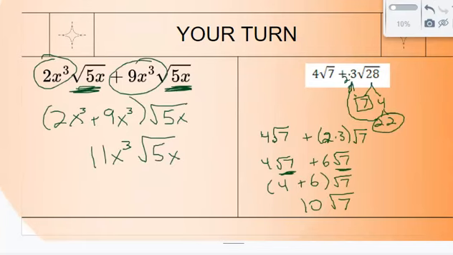Okay, check your work. Pause if you need to take it in. We have like terms here, square root 5x. So I circled what's in front of them. I added them together. I got 11x to the third. Remember, when you add like terms, you don't change the variable part. You just add the numbers together in front. And the square root of 5x just comes down. This is my final answer.